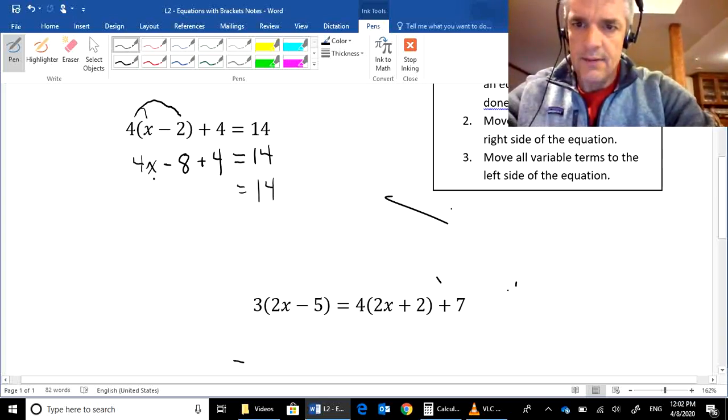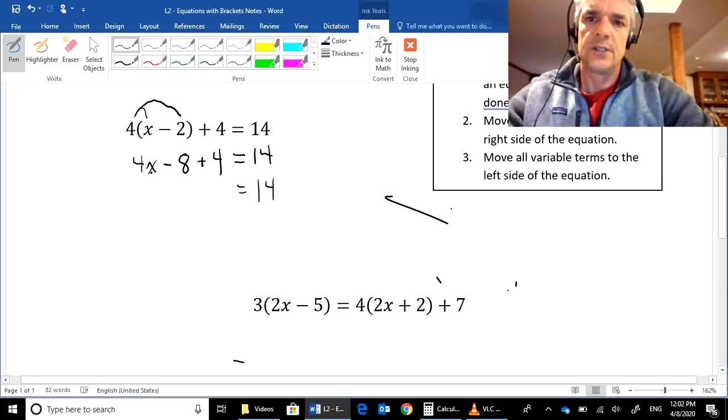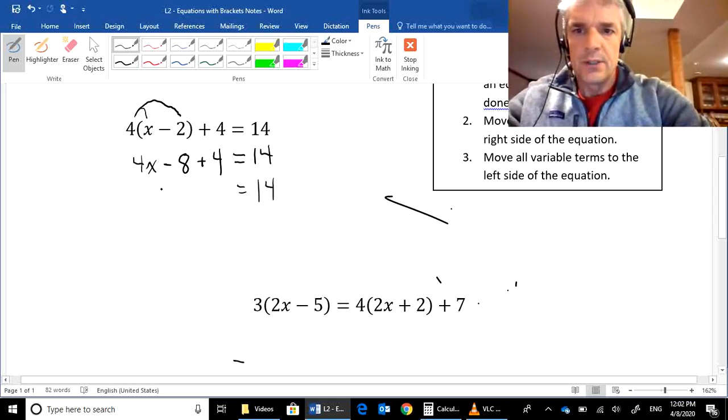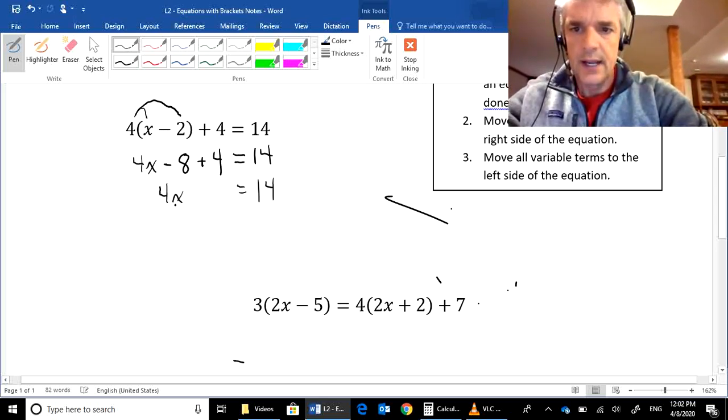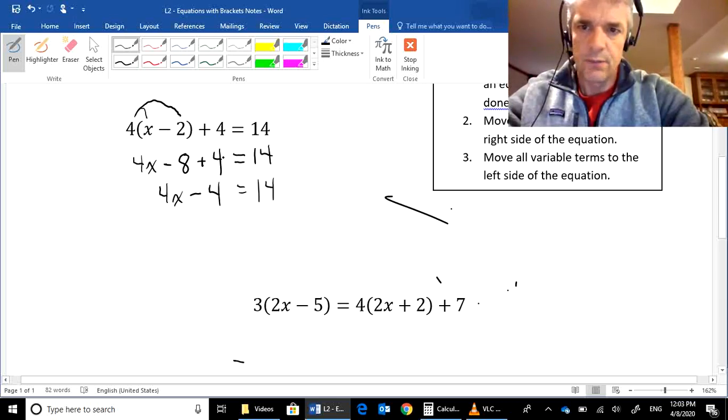But here I look for like terms, and these two are like terms because they're both numbers with no variable. The 4x is all by itself. There's nothing it can combine or collect with. So we're going to leave it as 4x, and minus 8 plus 4 is like starting at minus 8 on a number line, moving to the right 4 spaces, which gets me to minus 4. If you're not sure how to do that, just use your calculator: minus 8 plus 4 gives you the answer of minus 4. And we write that in there.